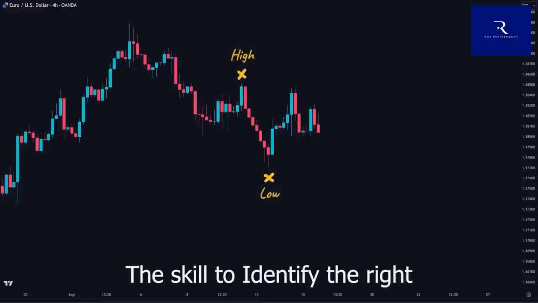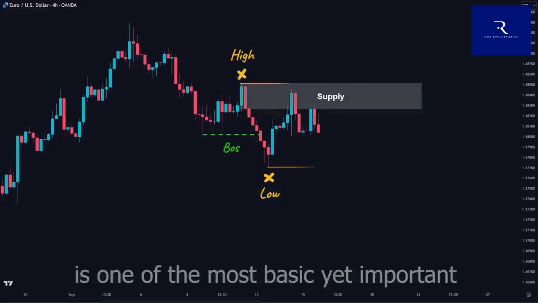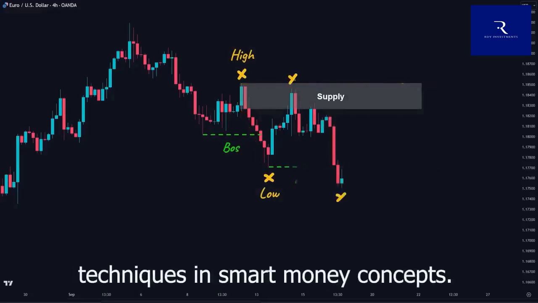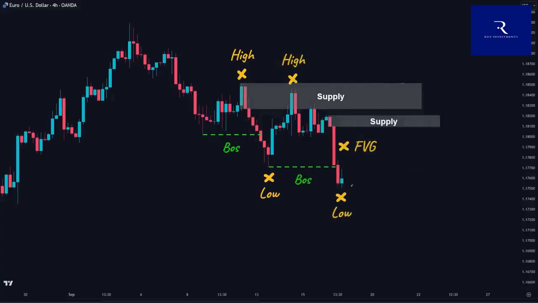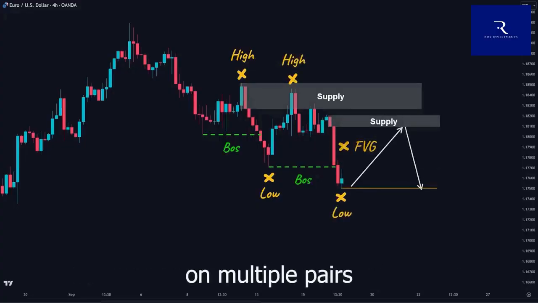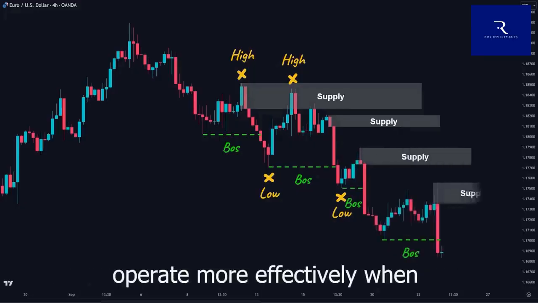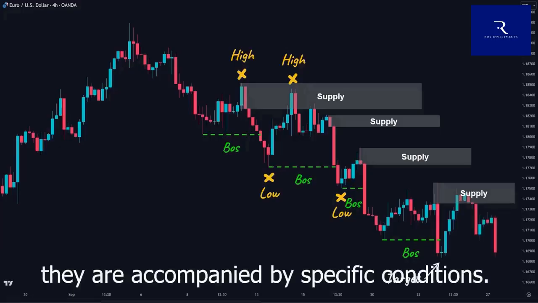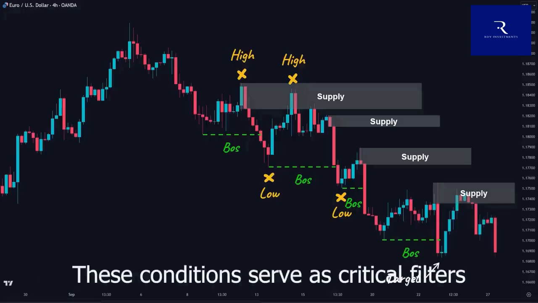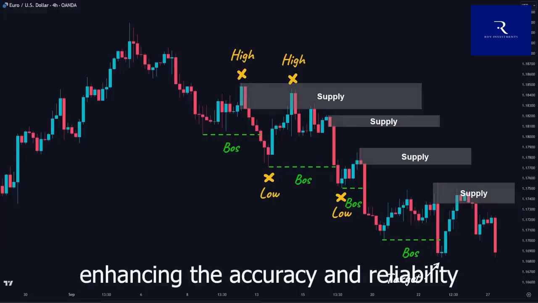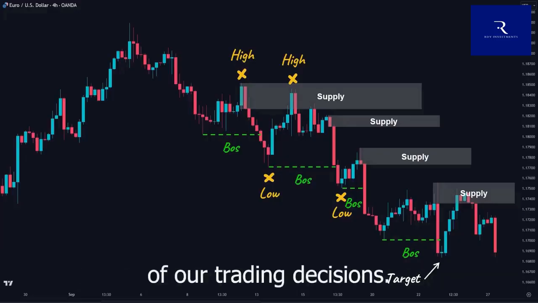The skill to identify the right supply and demand areas to trade is one of the most basic yet important techniques in smart money concepts. After numerous trades and backtesting on multiple pairs, we realized that supply and demand areas operate more effectively when they are accompanied by specific conditions. These conditions serve as critical filters, enhancing the accuracy and reliability of our trading decisions.